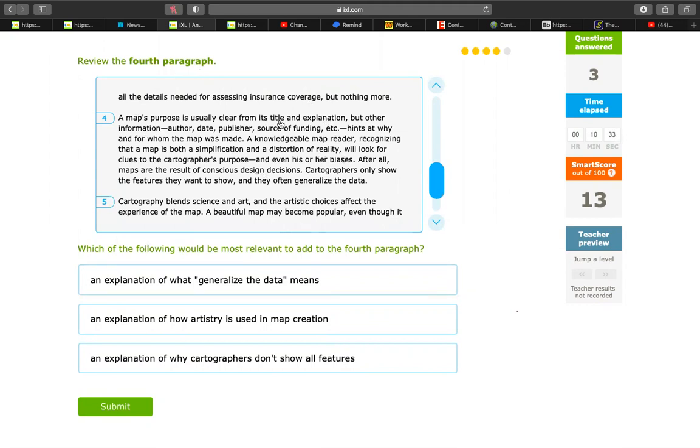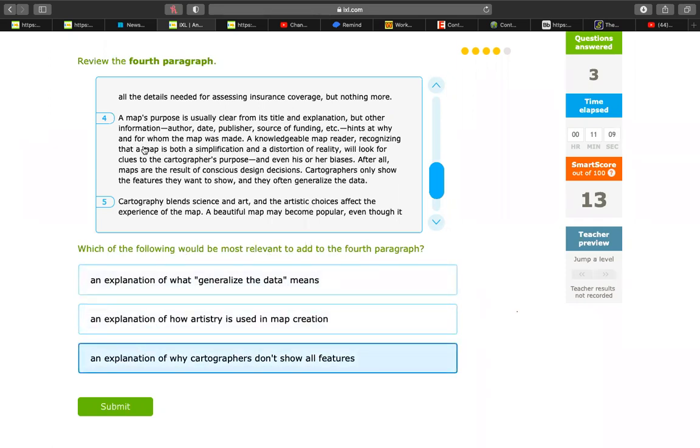All right, so a map's purpose is usually clear from its title and explanation, but other information, author, date, this is where it talks about bias. Okay. Which of the following would be the most relevant to add in the fourth paragraph? An explanation of what generalize the data means, an explanation of how artistry is used, an explanation of why cartographers don't show all features. I think that's this one.